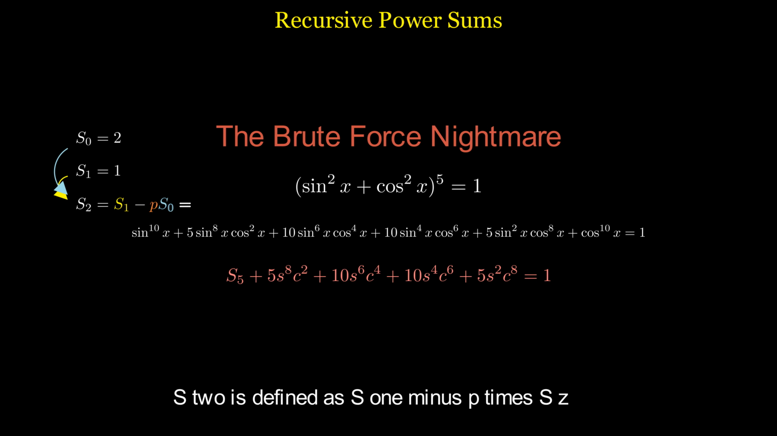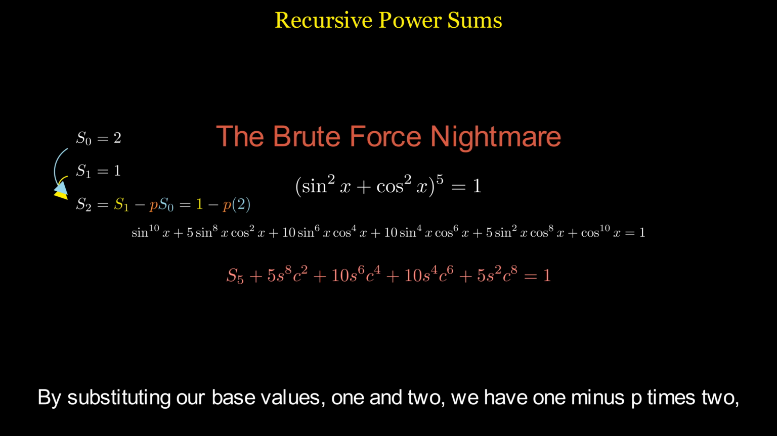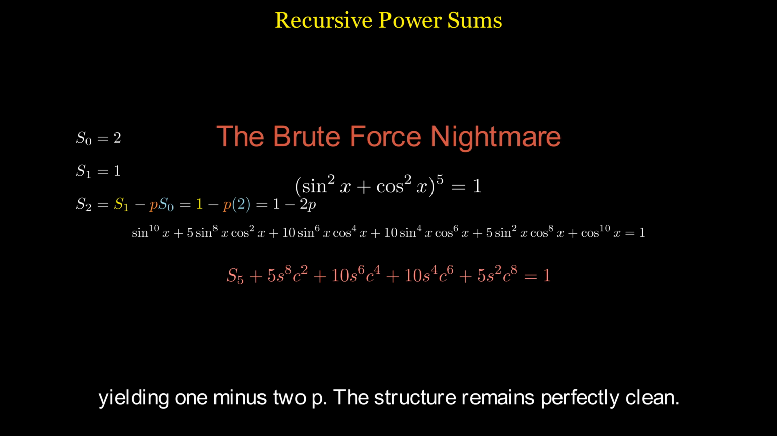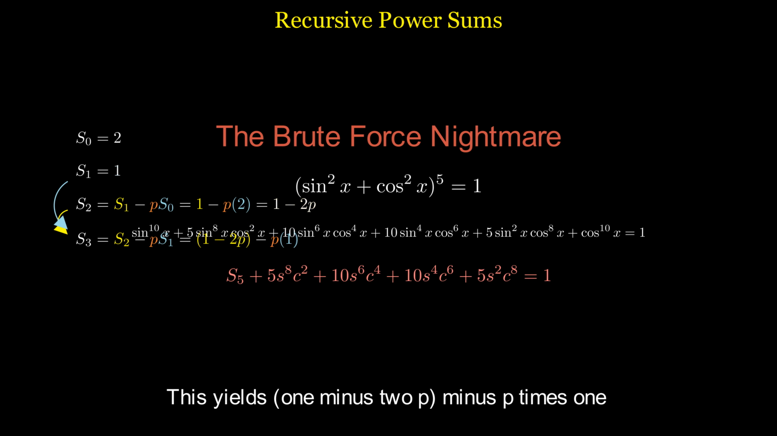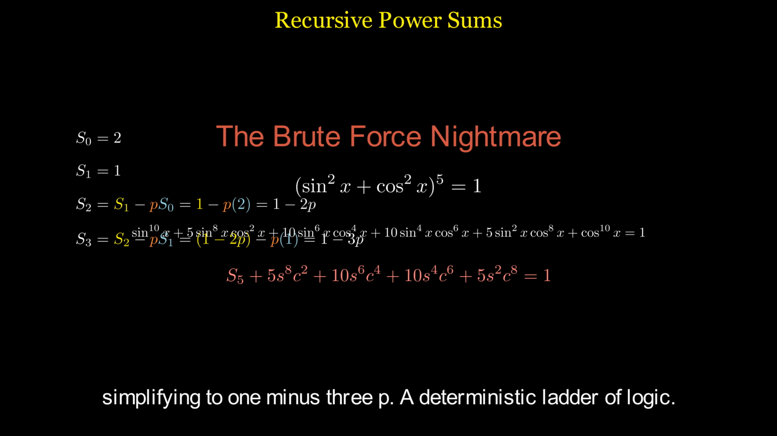S2 is defined as S1 minus p times S0. Substituting 1 and 2, we obtain 1 minus 2p. Notice how the structure remains clean, avoiding messy trigonometric expansions. For S3, we take S2 and subtract p times S1. Substituting 1 minus 2p and 1, we simplify to 1 minus 3p. Each rung of this ladder is supported by the one below it.